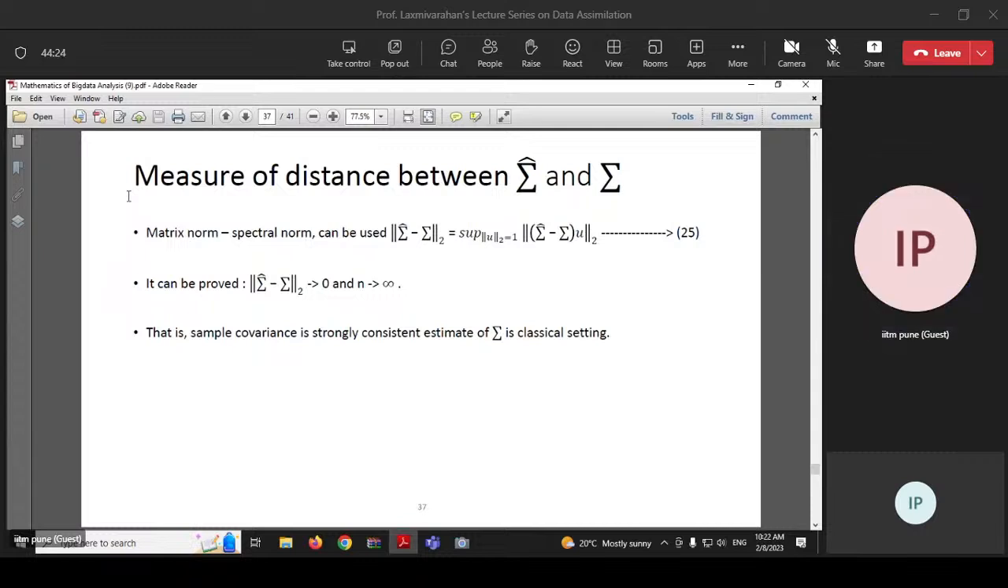The length of that vector changes if U changes. So among all U's that lie in the unit sphere, each U gives rise to a vector. Among all the vectors, which vector has the maximum length?